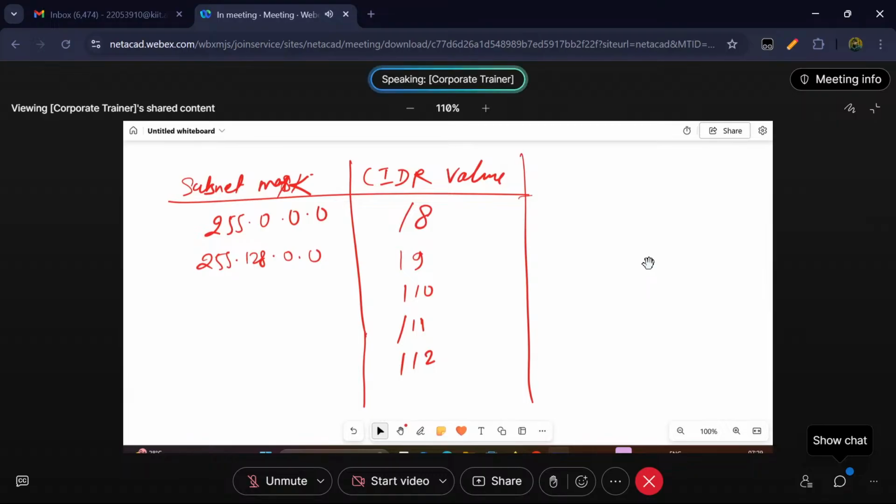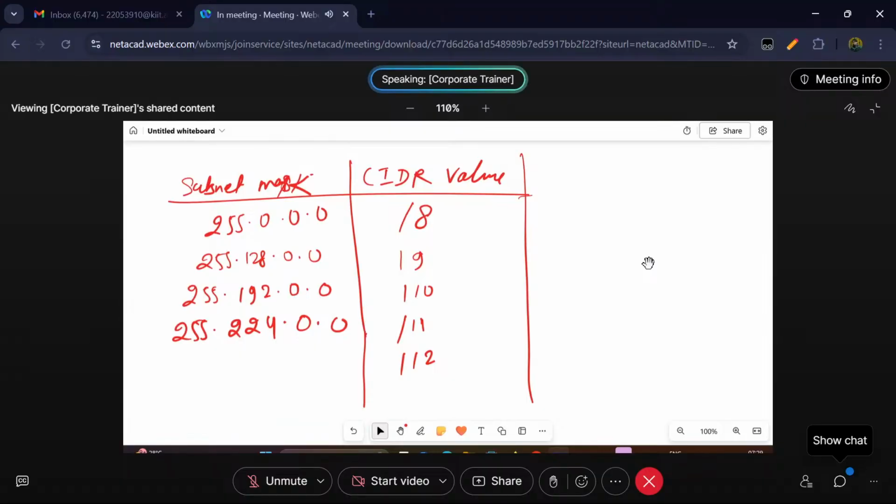Just see, 128 is for /9, and now we have /10. So the value is 255.192.0.0. For /11 it will be 255.224.0.0. And for /12, and /12 means what?